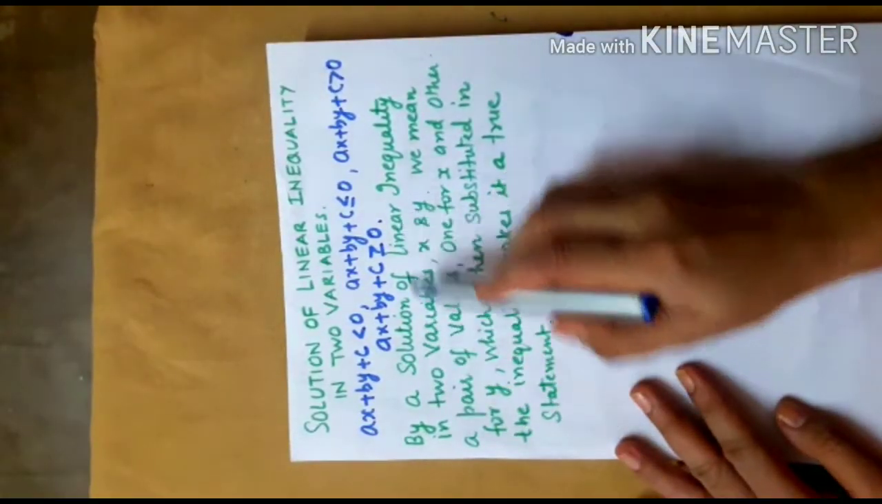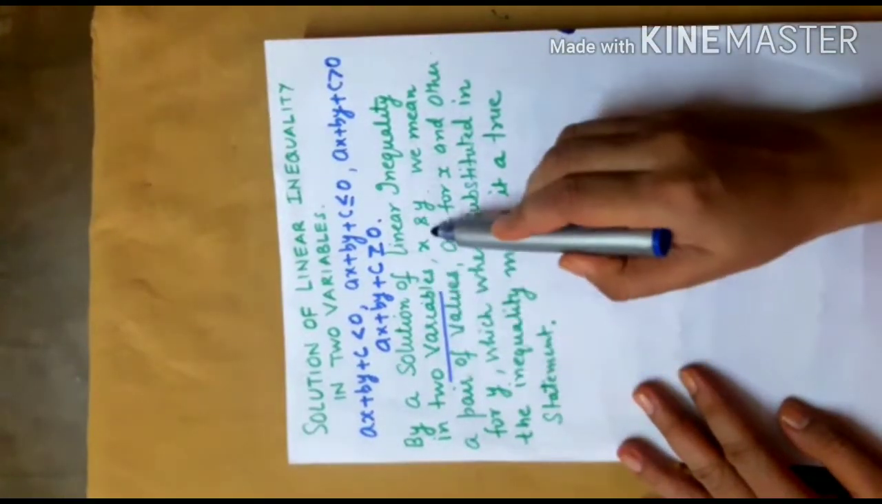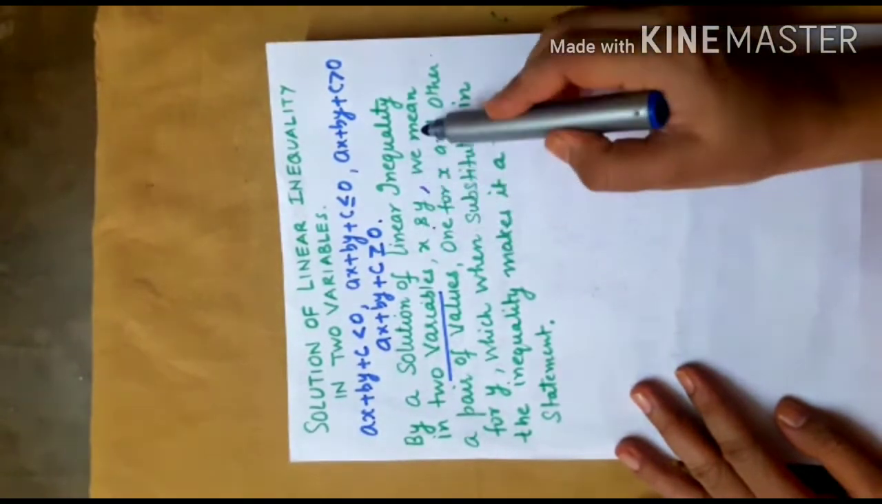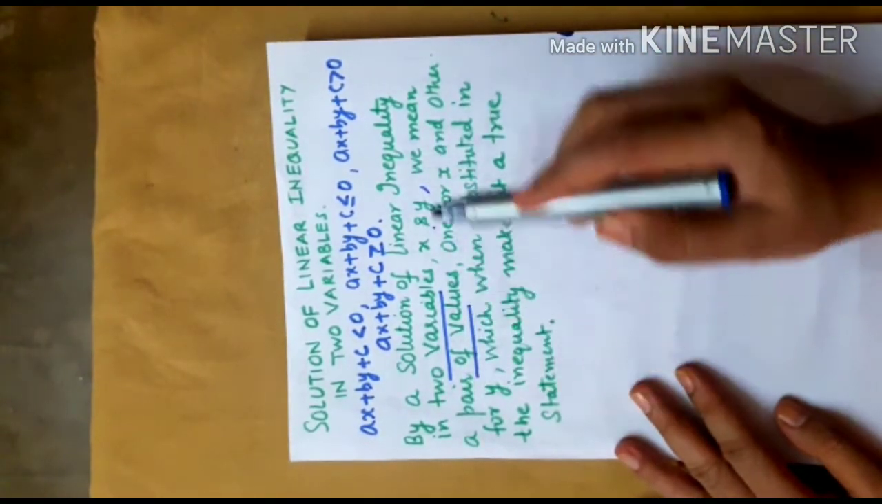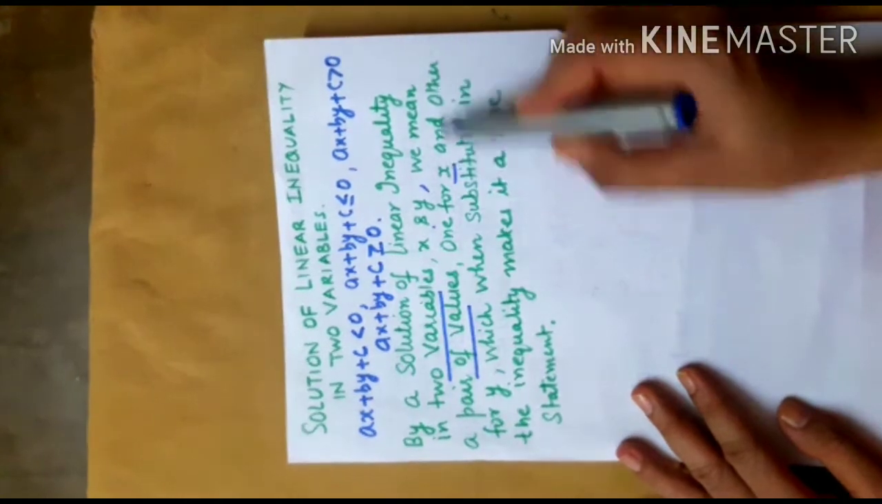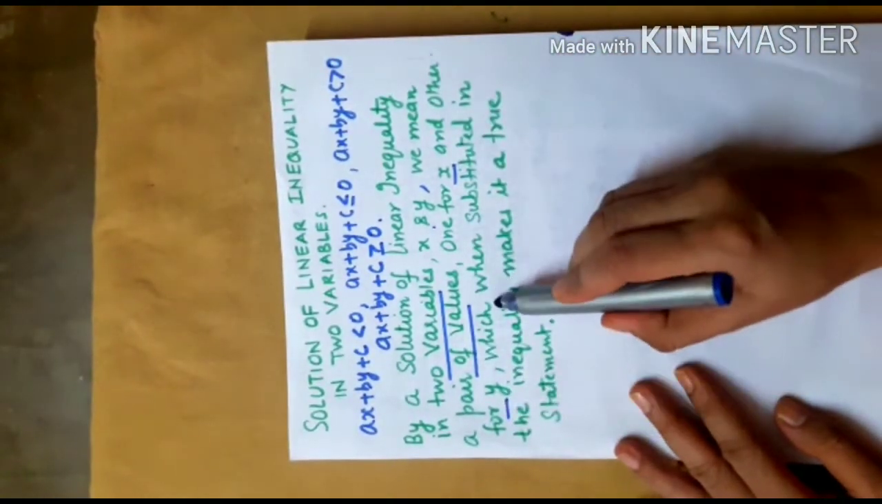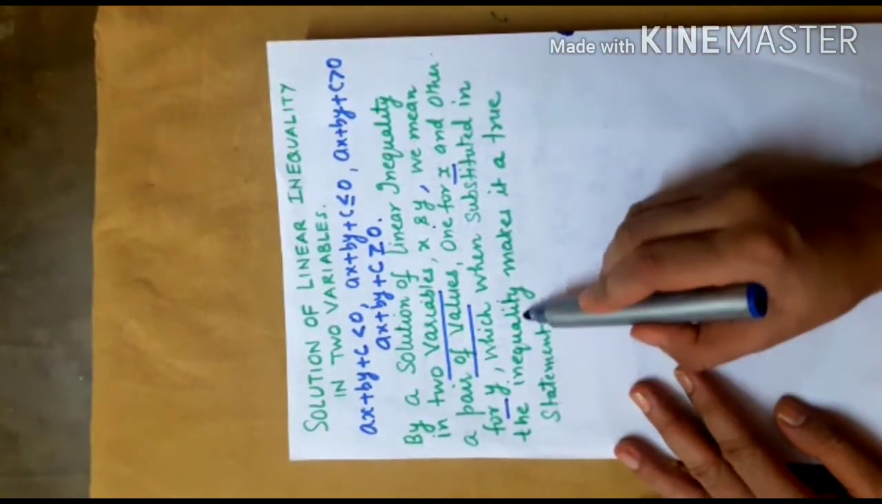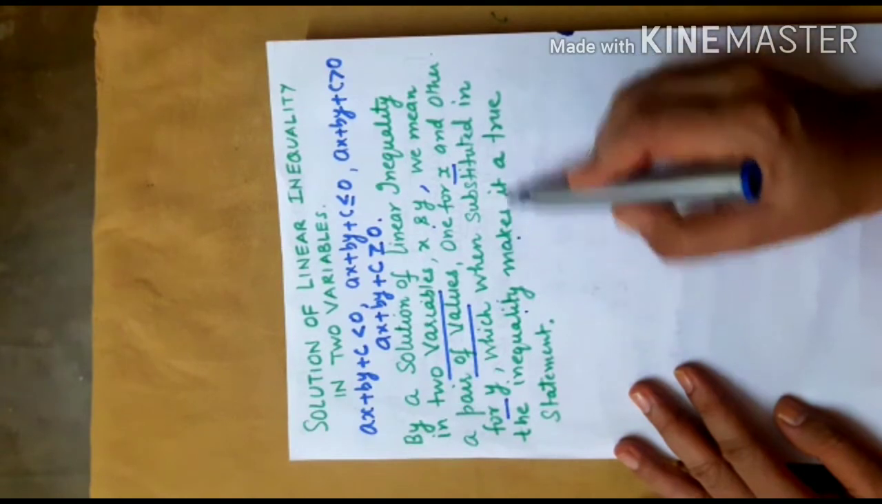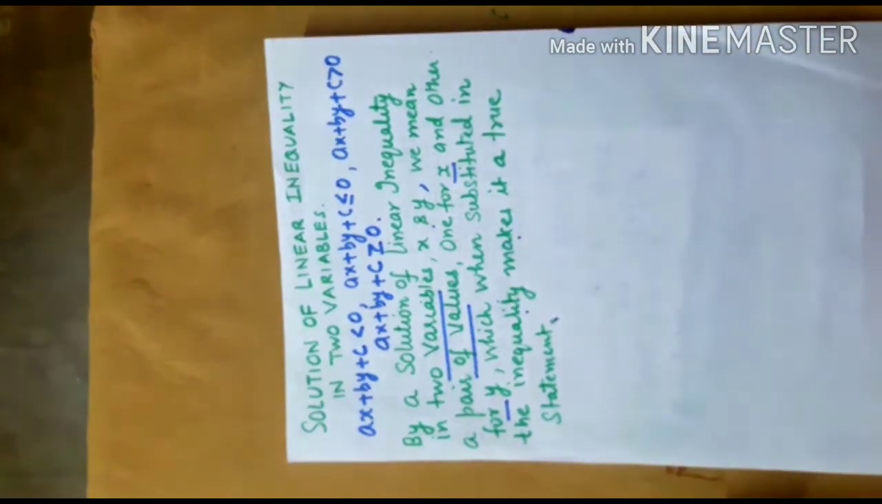By a solution of a linear inequality in two variables x and y, we mean a pair of values, one for x and the other for y, which when substituted in the inequality makes it a true statement.